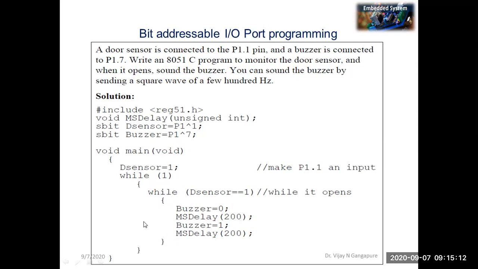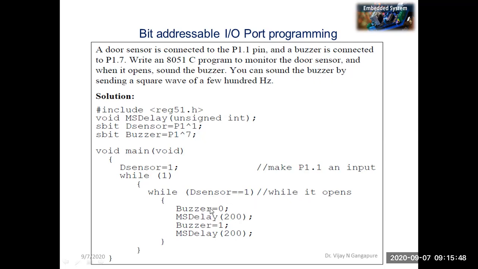Again, inside this infinite while loop there is a while loop. So while Dsensor == 1, this is a relational expression. It is checking or comparing Dsensor with 1. Okay, Dsensor means what? That is pin number 1 of port 1. If it is 1, then the statements in this nested while loop will be executed. Means when the door is open, pin number 1 of port 1 will output 1. That means the door is open.